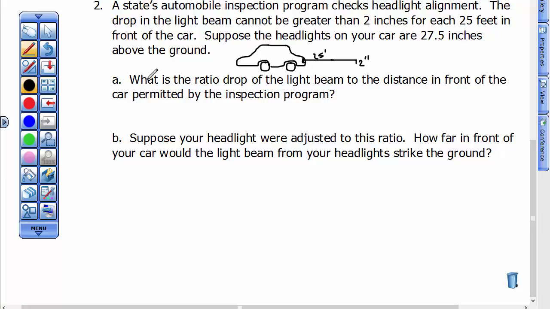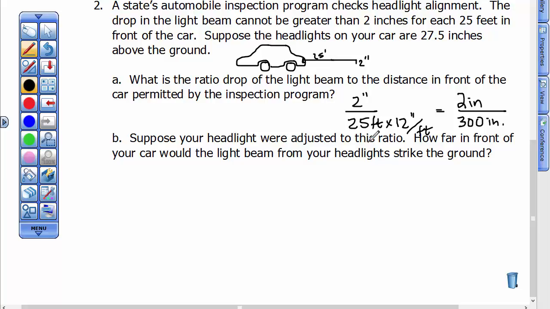First, it says, what is the ratio of the drop of the light beam, 2 inches, to the distance in front of the car? So 2 inches to 25 feet. That's not cool to have the units be different. So let's multiply 25 feet by 12 inches in 1 foot. So what I'd have is 2 inches of drop for every 300 inches I look forward. So that would be a ratio that I could use.